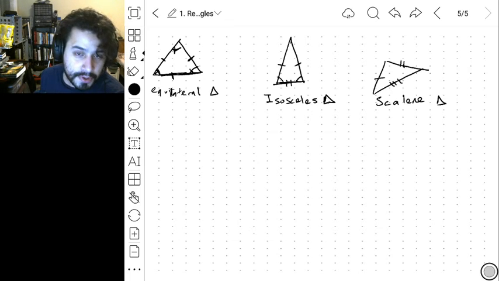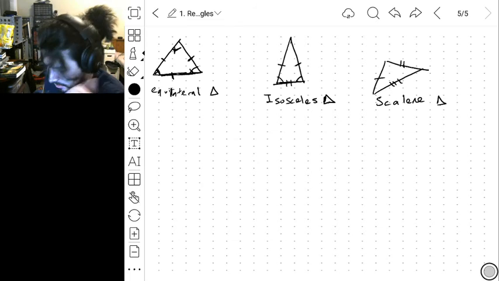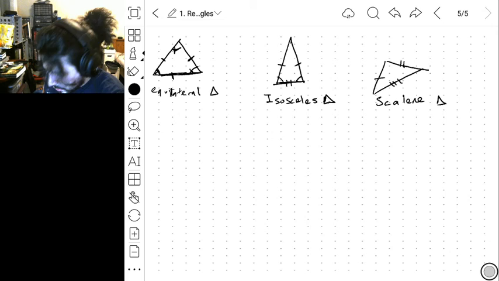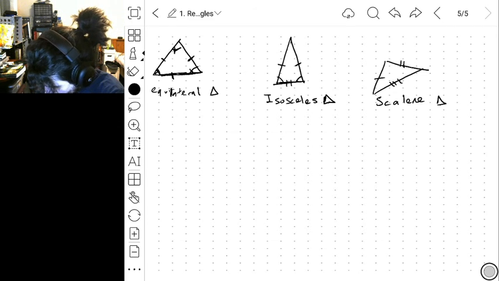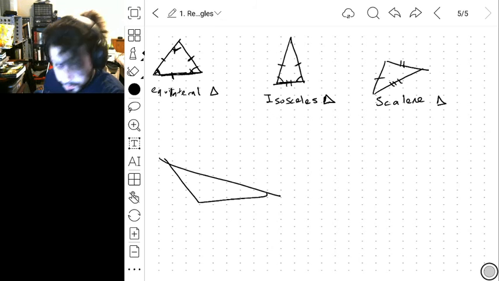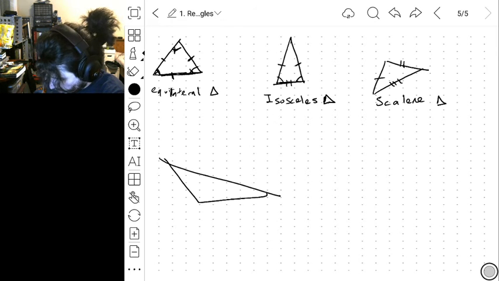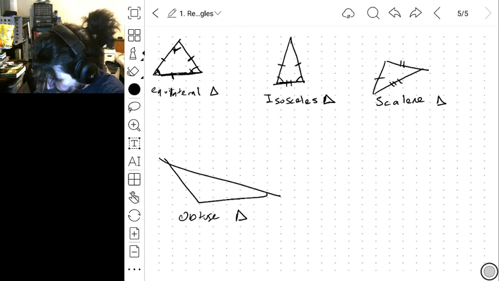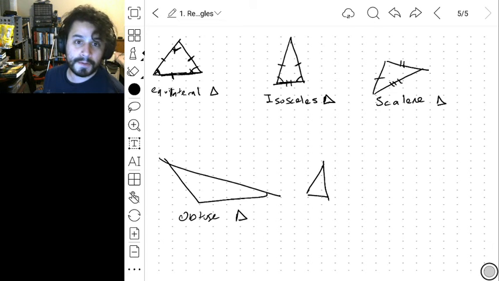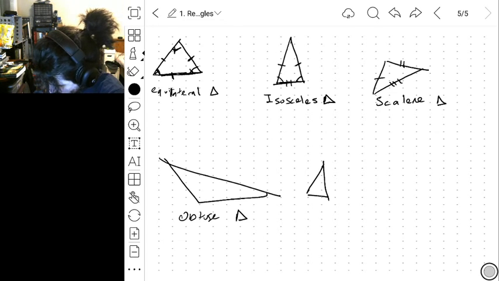There are also other mnemonic devices you can look into. I know I'm not too good at those, so I'll leave that to you. But there's a couple more triangles. Similar to the angles, if you have a triangle here with an obtuse angle, this is called an obtuse triangle. That's pretty easy. If you have a triangle with an acute angle, you can guess that it's probably called an acute triangle.